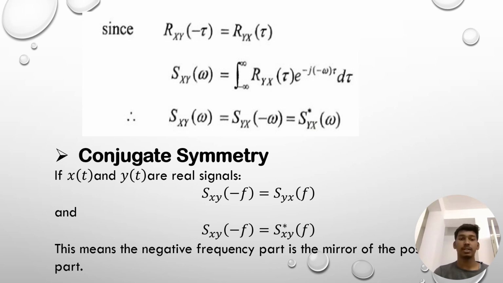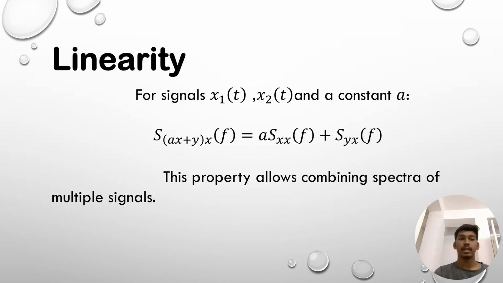Next, conjugate symmetry. If x of t and y of t are two real signals, then Sxy of minus f is equal to Syx of f, and also Sxy of minus f is equal to the conjugate of Sxy of f. This means the negative frequency part is the mirror of the positive part. Linearity property.